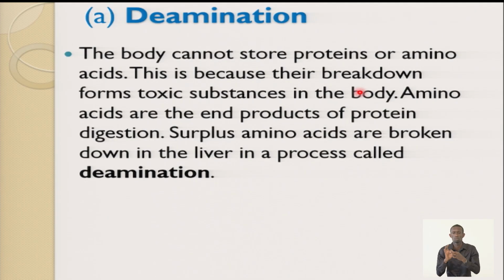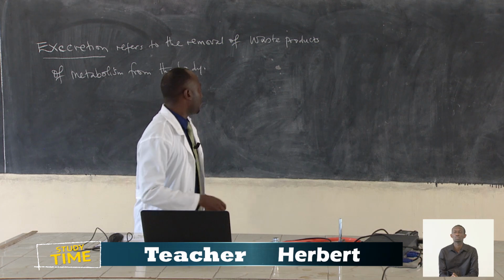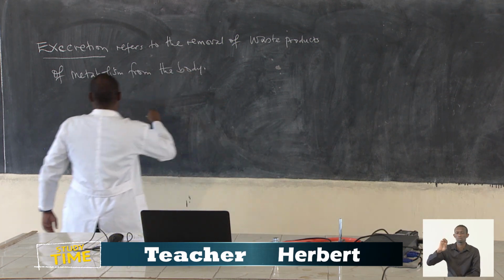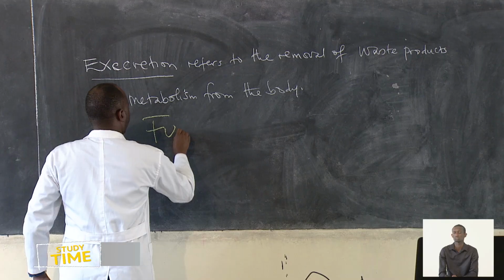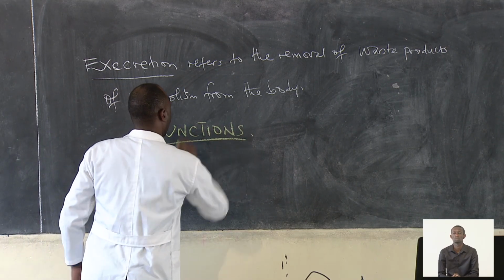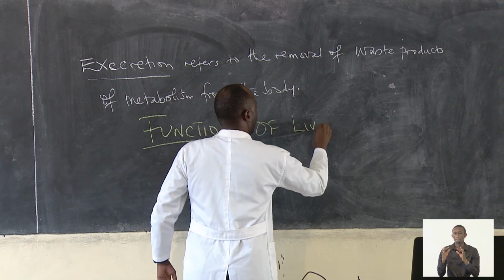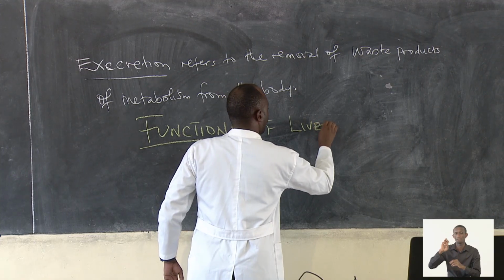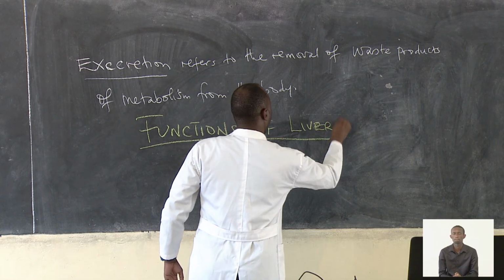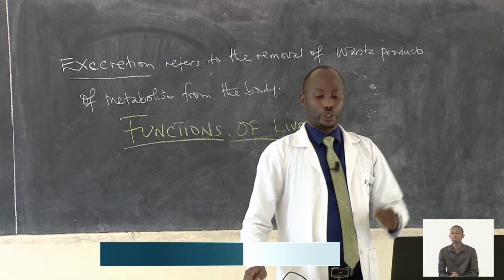So let's talk about the functions of the liver. We have very many functions of the liver. I will try to highlight them and then we discuss them. What does the liver do in our body? It has very many functions. I'm going to discuss with you the functions of the liver. Number one is deamination.